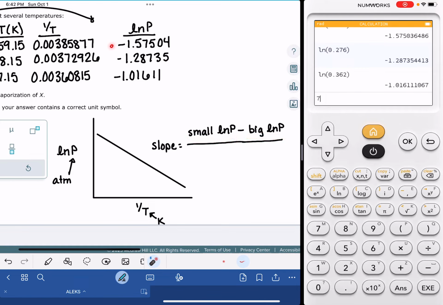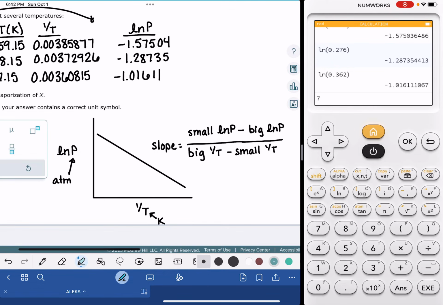Now be careful because these are going to be negative numbers. So the smallest natural log of my pressure is not this number because these are negative numbers. This is my smallest natural log of the pressure because it is the most negative. And then underneath that on the denominator, we are going to take our biggest value of 1 over t, and from that we are going to subtract our smallest value of 1 over t.